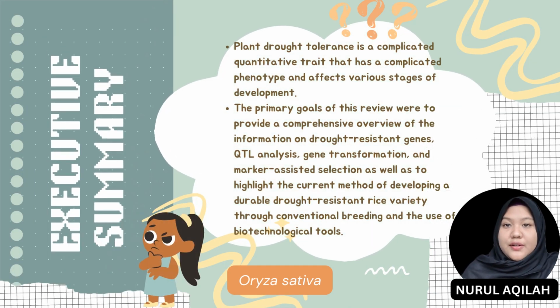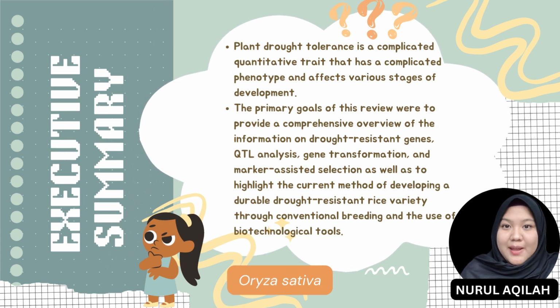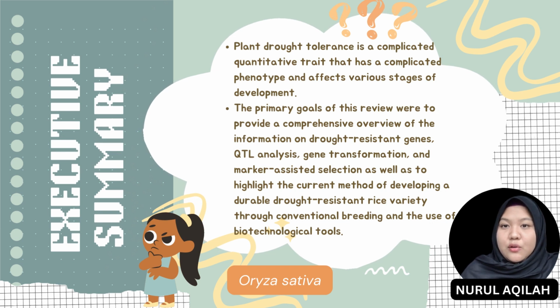Plant drought tolerance is a complicated quantitative trait that has a complicated phenotype and affects various stages of development. The primary goals of this review were to provide a comprehensive overview of the information on drought resistant genes, QTL analysis, gene transformation and marker-assisted selection, as well as to highlight the current method of developing a durable drought-resistant rice variety through conventional breeding and the use of biotechnology tools.